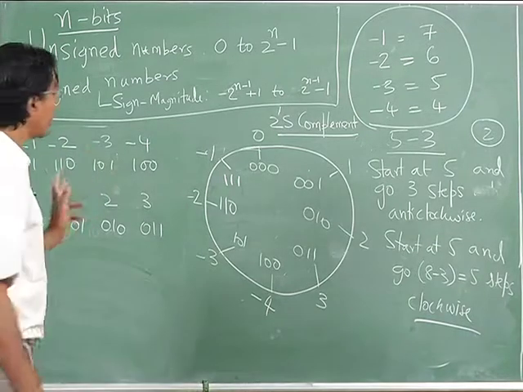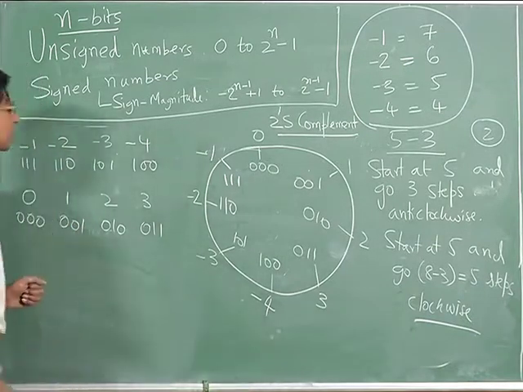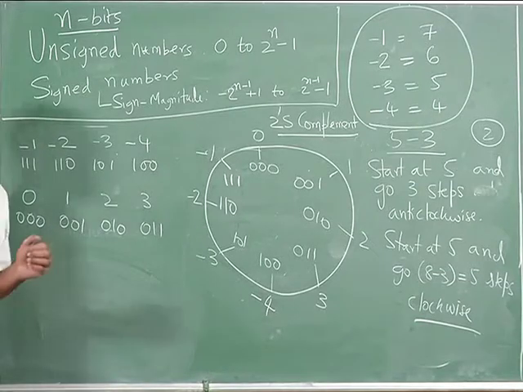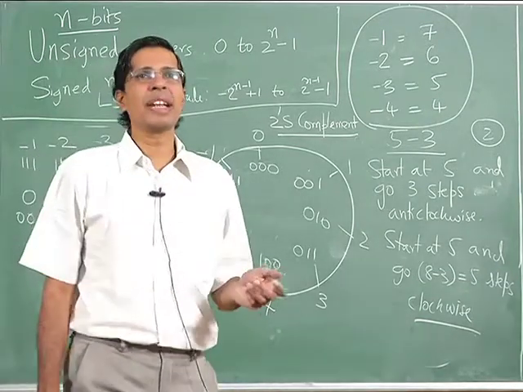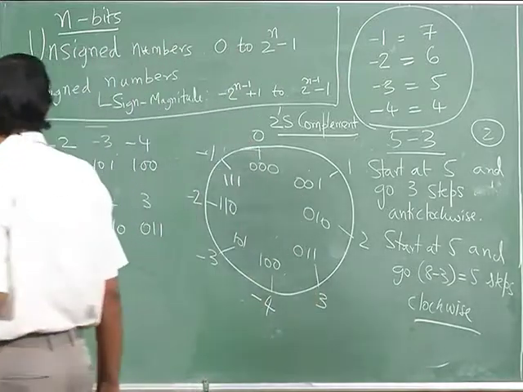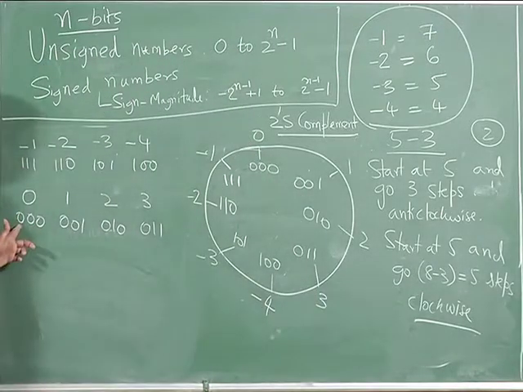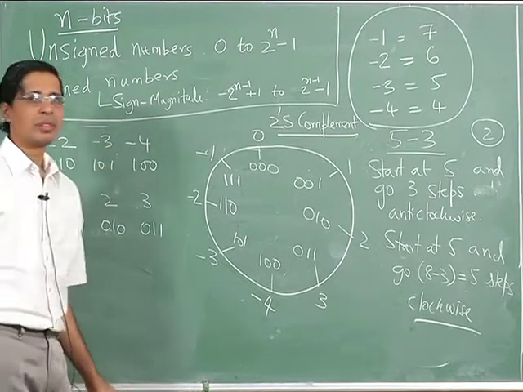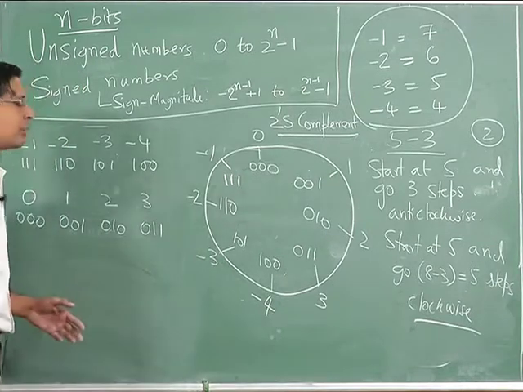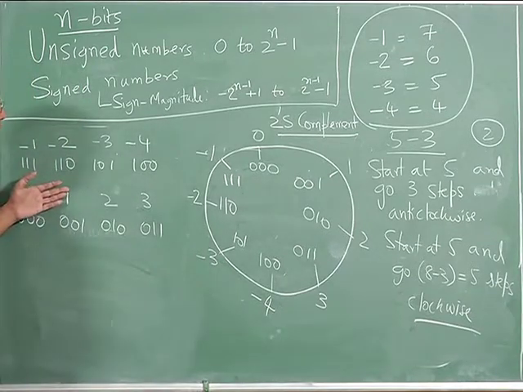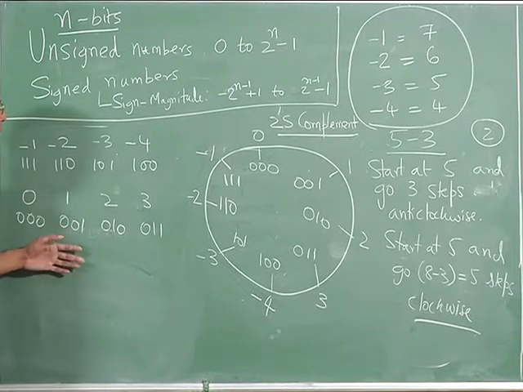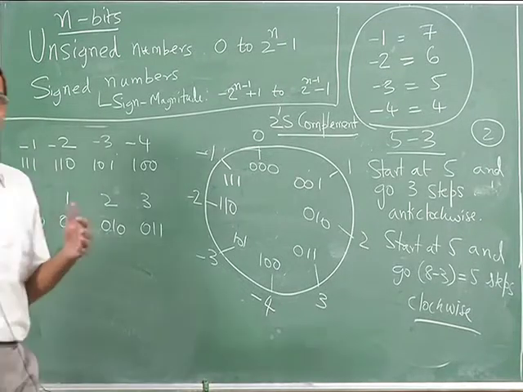Okay. So 2 things we get here. First thing is, whether a number is positive or negative, we can immediately find out using the first bit, the most significant bit. For all the positive numbers, the most significant bit is 0, and for all negative numbers, the most significant bit is 1. And the second thing is, by this 2's complement representation, we can model subtraction as addition.